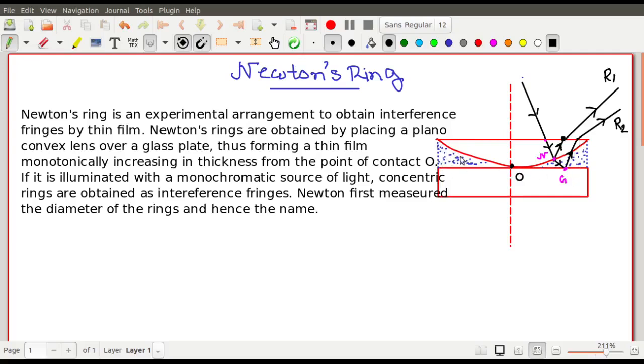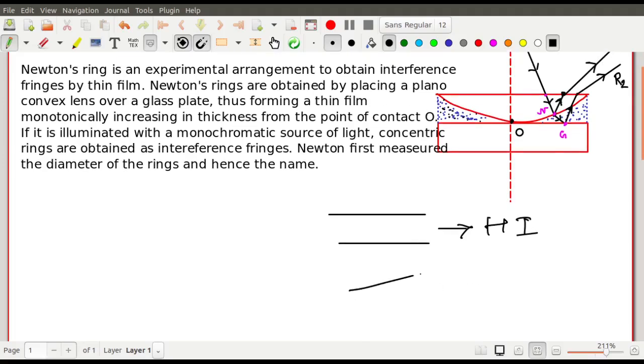So in the plano-convex lens and glass plate arrangement, whatever dotted lines you see in the middle, over here is a thin film, and this thin film is neither wedge shaped nor parallel. So far you have studied two types of thin film. One is the parallel film, which corresponds to the Haidinger fringes, circular in nature, and then the wedge shaped film. These are the fringes of equal thickness, but they were straight line fringes.